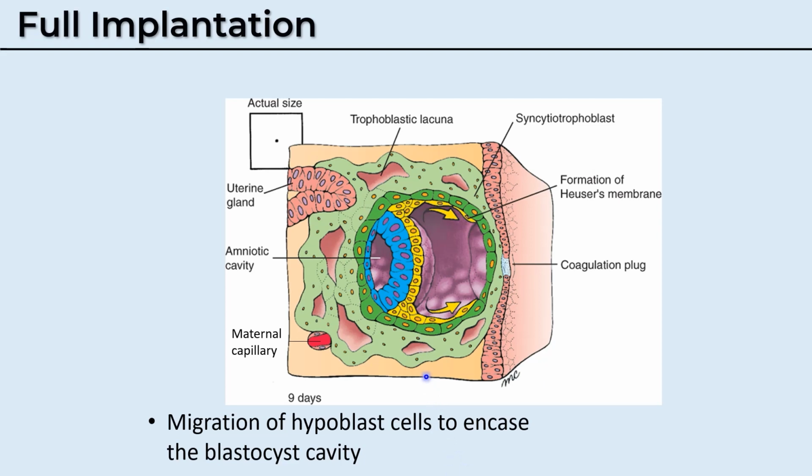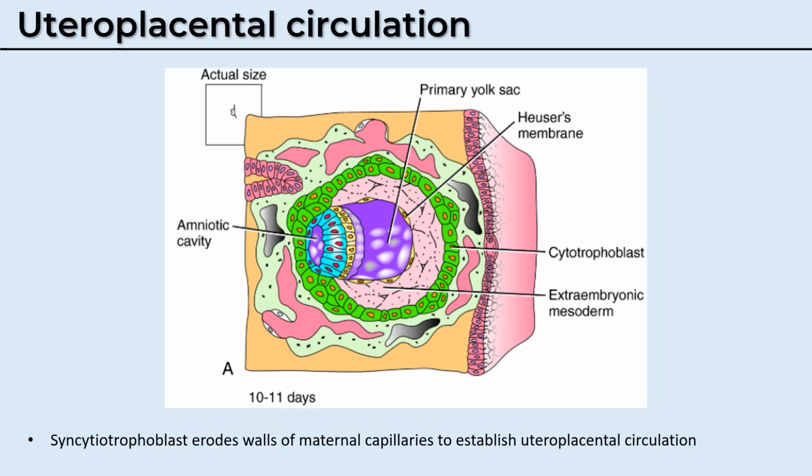The hypoblast cells are also beginning to migrate, and these are migrating around the ring or around the perimeter of the blastocyst cavity. And as they are doing that, they are going to go on and form what we call Heuser's membrane.